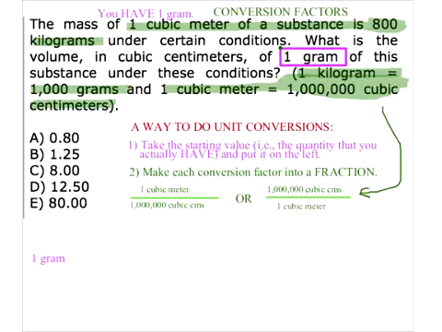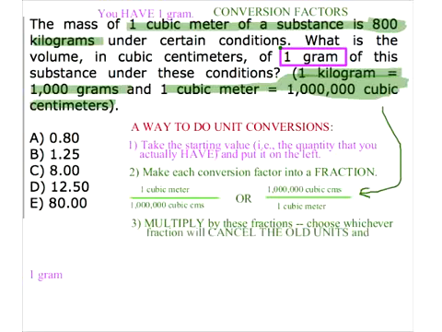And then the way that you decide which way these fractions should go is the idea is you want to cancel your old units and you want to replace them with the new units. So what you do is you multiply by these fractions, and choose whichever fraction will kill the old units and leave the new units.